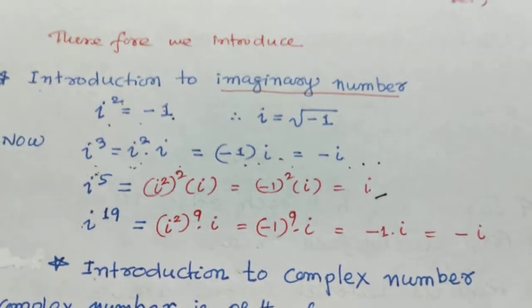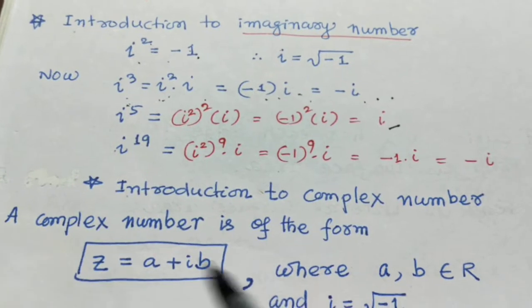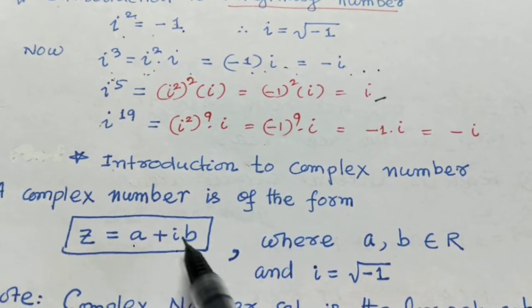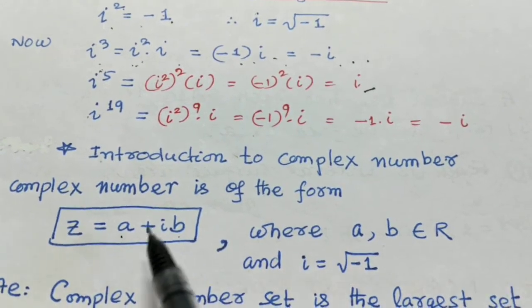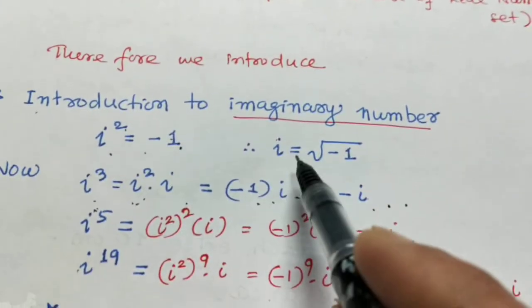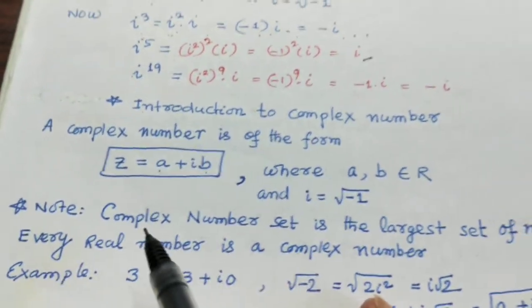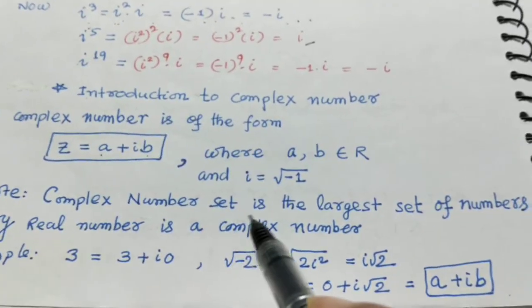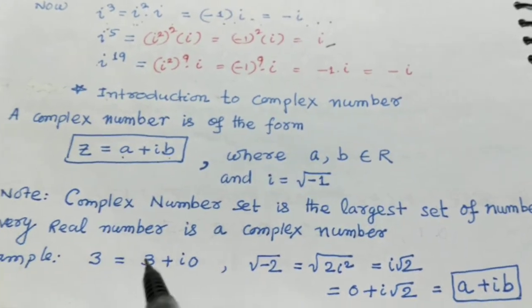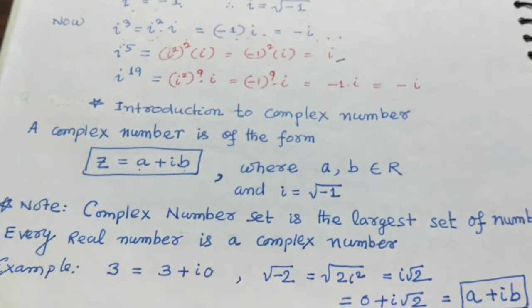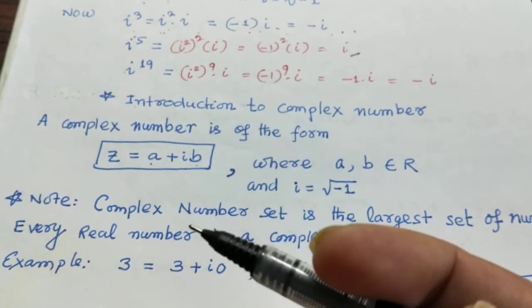So, introduction to a complex number. Every complex number is of the form a plus eta b, where a and b both are real numbers, and eta, as we have introduced, is nothing but under root minus 1. Note, the complex number set is the largest set of numbers, because every real number will also be a complex number.